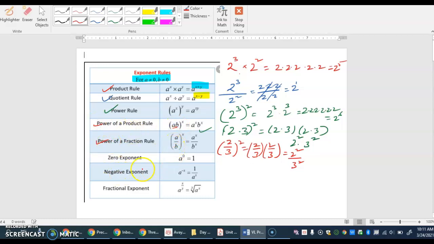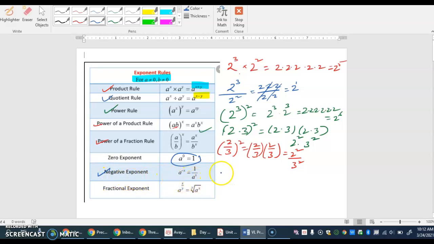That's the only difference. When it comes to the zero exponent, anything to the power of 0 is 1. Infinity to the power of 0 is 1. So that is really important. But this actually plays a very significant role.